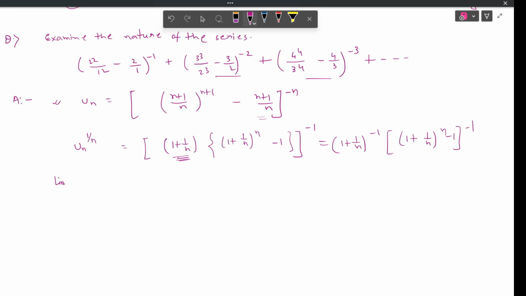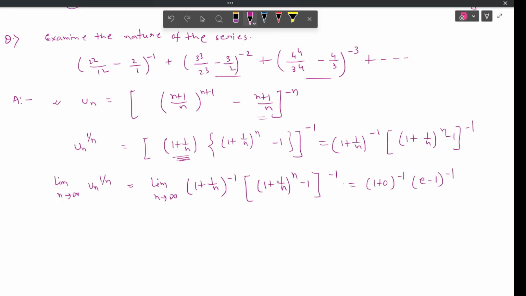Now apply the limit here. Limit n tends to infinity u of n to the power 1 by n will be limit n tends to infinity 1 plus 1 by n to the power minus 1 into 1 plus 1 by n to the power n minus 1, to the power minus 1. Now if n tends to infinity, 1 by n will be 0. So ultimately you got 1 plus 0 to the power minus 1, and this limit n tends to infinity 1 plus 1 by n to the power n is e. So you will get 1 plus 0 to the power minus 1 into e minus 1 to the power minus 1. Now see, it is 1 by e minus 1.